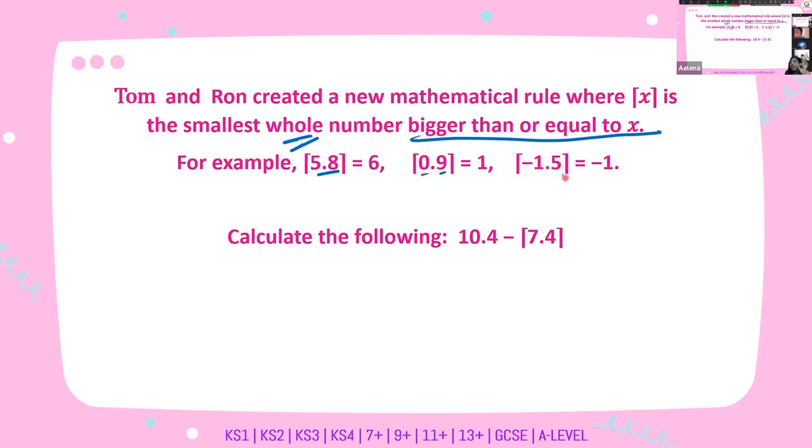The whole number after negative 1.5, you're not going to write negative 2. Why? Because negative 2 is lesser than negative 1. So you see the number which is bigger. So over here, we'll take negative 1. So if I have to calculate this thing, keep this 10.4 as it is. 7.4 over here would become 8. So you are doing 10.4 minus 8 over here. And you would get your answer from this bit. Is it clear to everyone?